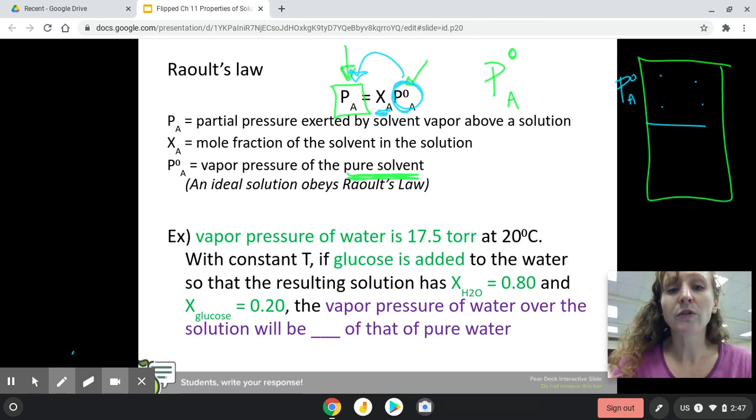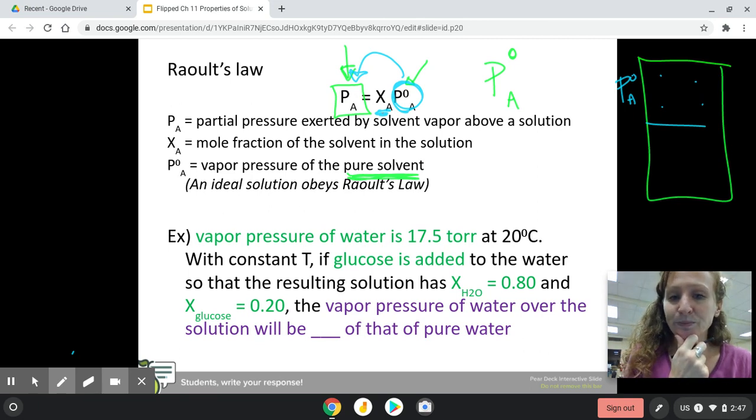It's the mole fraction of the solvent in the solution. So again, there is an equation here. Again, your book's going to run you through a couple calculations. But again, the most important thing that comes out of here is that relationship. So let me walk you through a couple things and we can talk about the example that's down below.